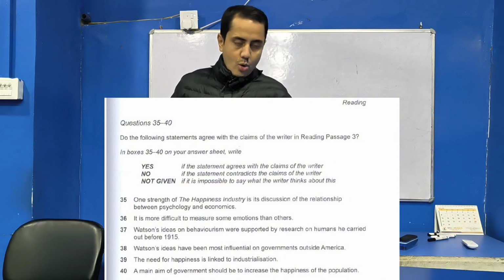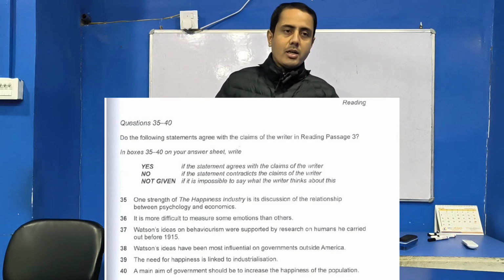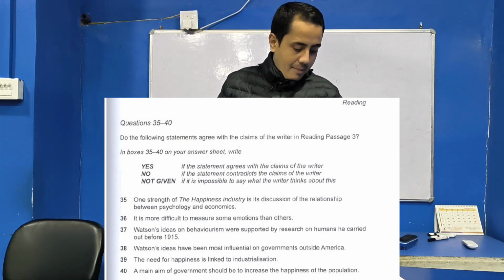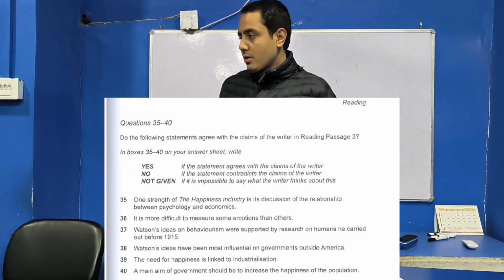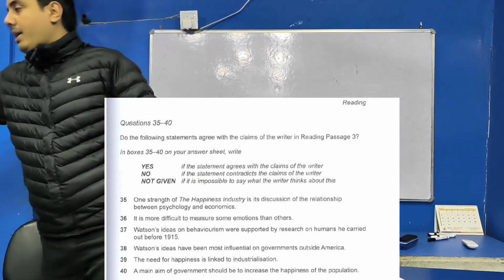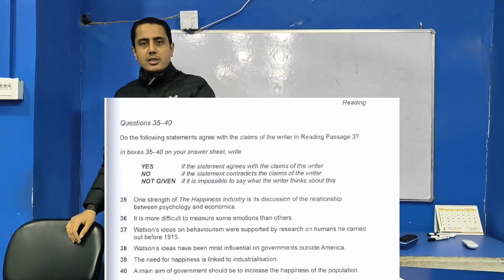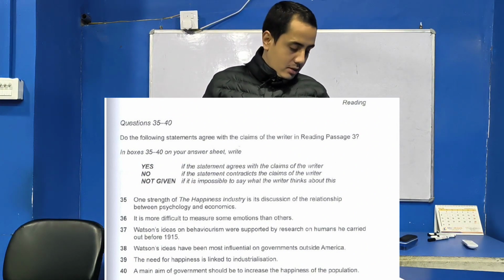Let me read the first question for you. 35. One strength of the happiness industry is its discussion of the relationship between psychology and economics. Now, what does it mean? Let's think about it. This book titled The Happiness Industry has many strong parts. That is what we can get by reading the line one strength. It means out of many strong parts in the book, one strong part is the discussion of the relationship between psychology and economics.